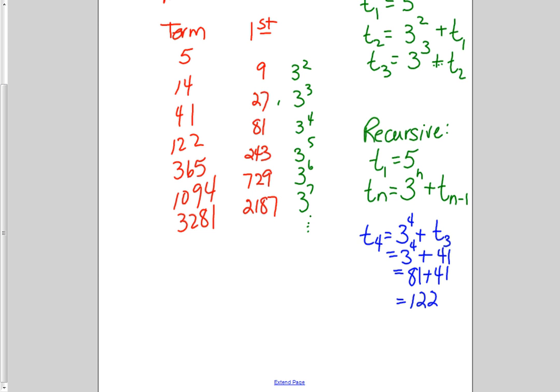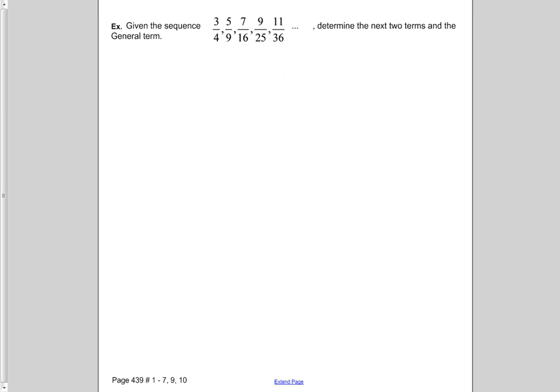In the example section of your textbook, they have done the same problem but did it in a different way. They came up with a different recursion formula. You can compare the two if you wish. Let's look at a different one. This one has fractions in it, our favorite. Given the sequence, 3/4, 5/9, 7/16, and so on, determine the next two terms and the general term.